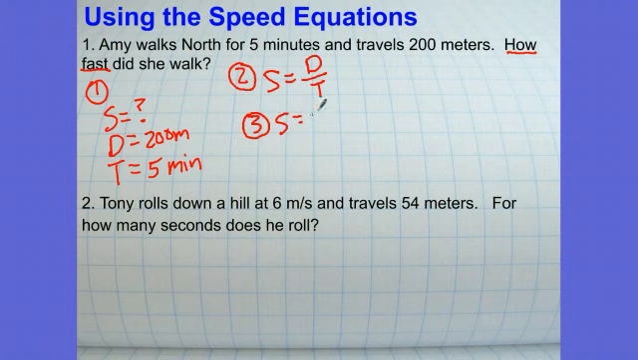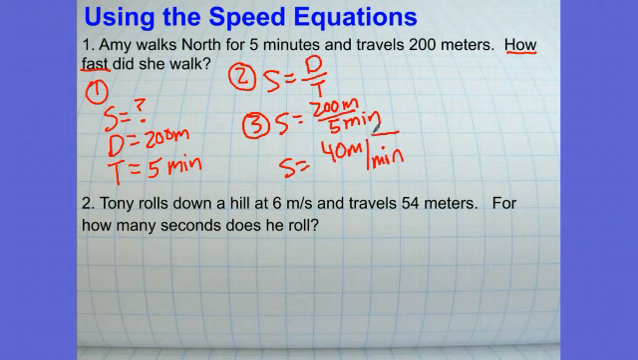So S equals 200 meters over 5 minutes. Right? And if I put that in my calculator, I'm going to find out that S equals 40 meters per minute. And there you go. And I just solve for speed. Okay, and I put a box around it. All right, let's try another one.